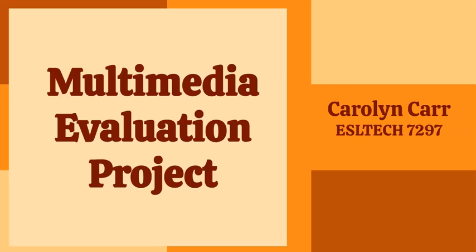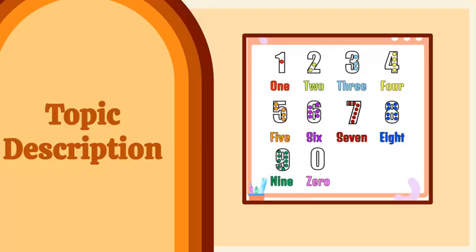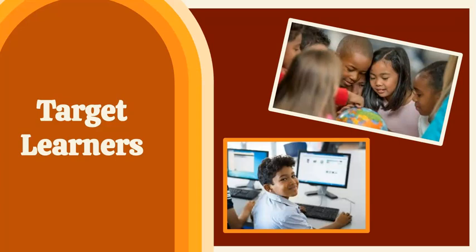I'm Carolyn Carr, and this is my multimedia evaluation project. The project I will be working on is a resource to teach the English names of numbers to non-English speakers. The target learners for this project are third graders, 8 and 9 years old, English language learners.